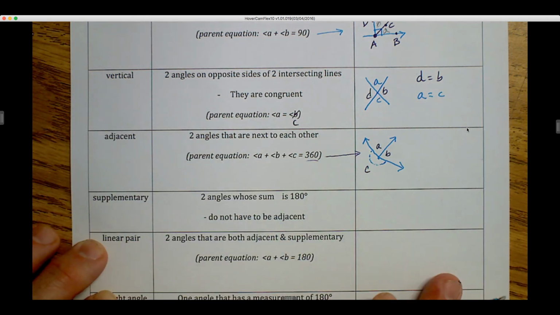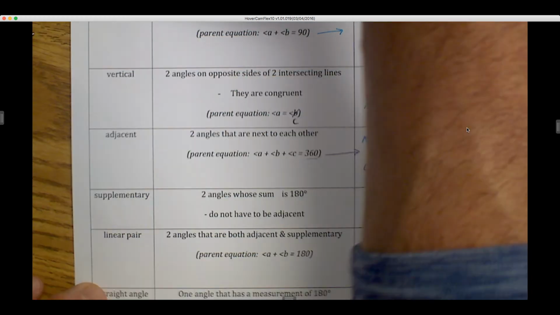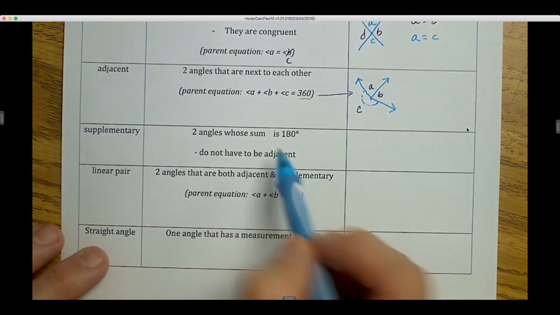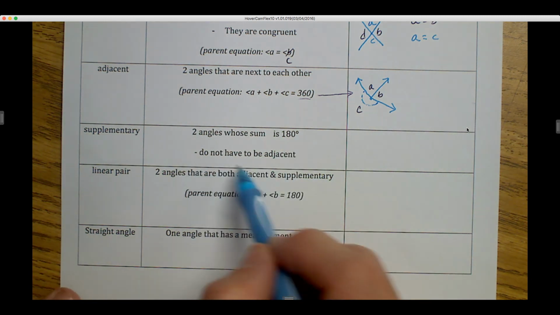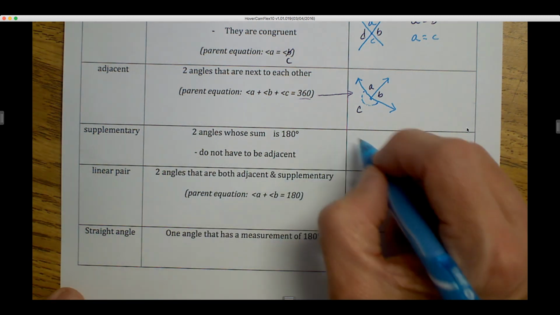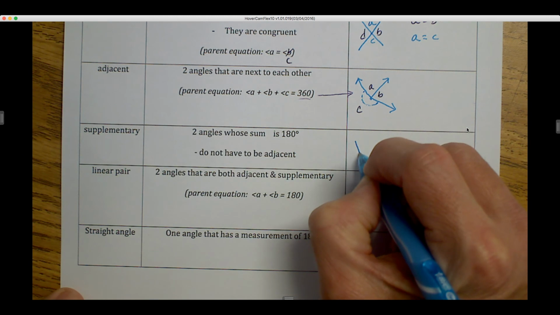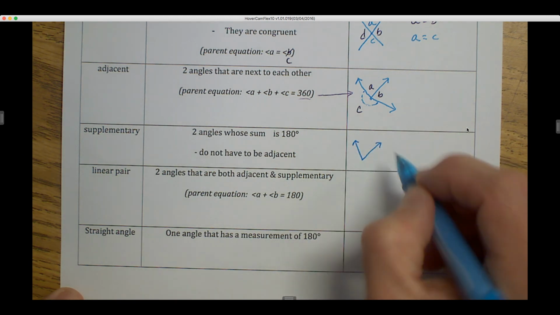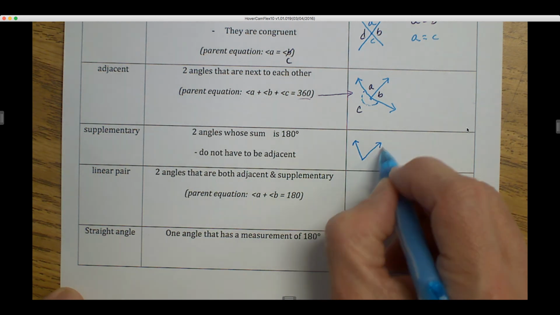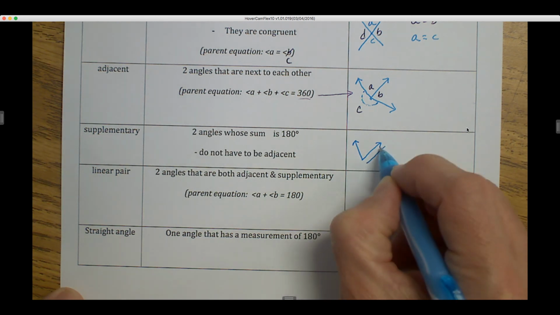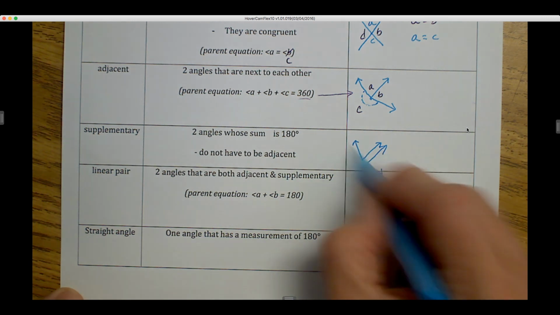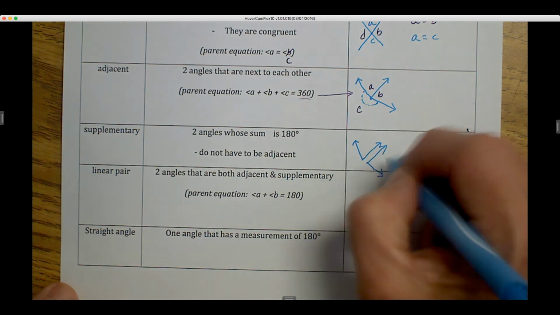Supplementary, and I am going quick, but you can pause the computer. Supplementary, two angles whose sum is 180 degrees. They do not have to be adjacent. You could just have two random angles, right? You could have an angle like this, and then you could have an angle like this. And if you'll notice, they're almost 180 degrees. They are not connected.